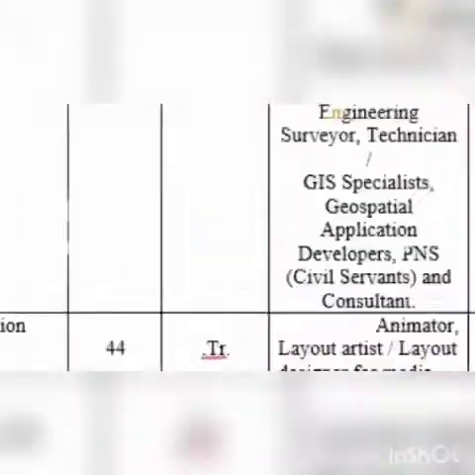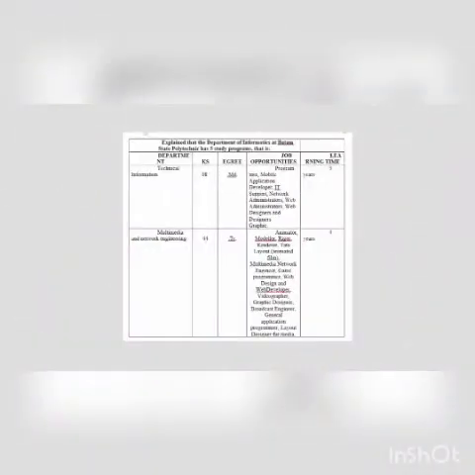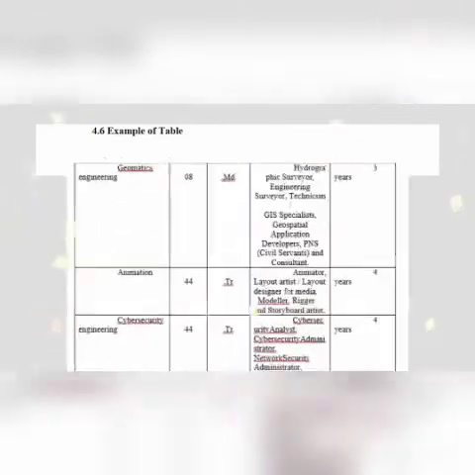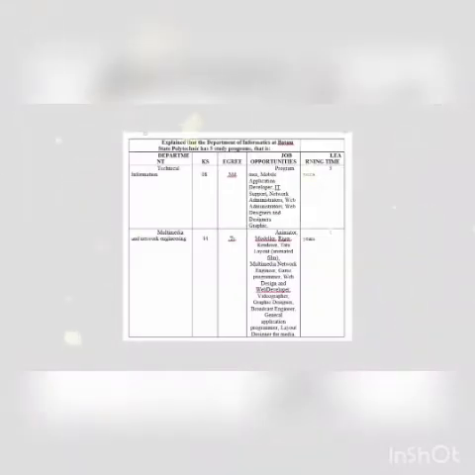And the last topic is an example of a table. This is an example of a table chart. It explains that the Department of Informatics at Batam State Polytechnic has 5 study programs. They are: first, informatics engineering; second, multimedia and networking engineering; third, geomatics engineering; next, animation; and the last, cybersecurity engineering.